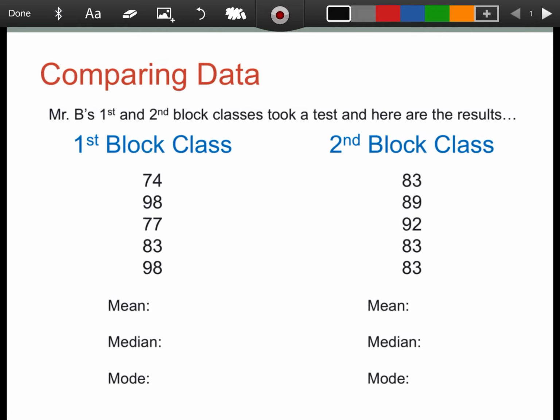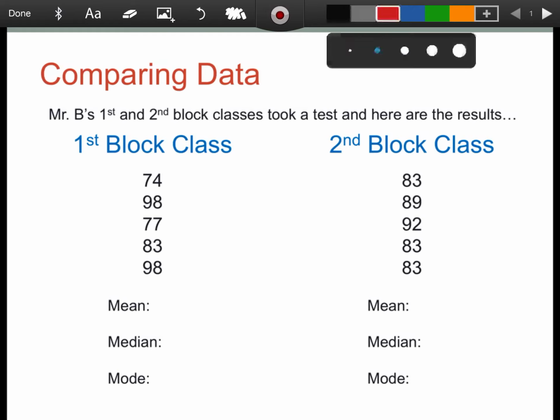So what we normally would do, and what you've done before, is figure out the mean, median, and mode. But before we do that, if you just look at the data sets, and you were me as the teacher, which class do you think did better on the test? You probably have an idea at this point, so let's go ahead and figure it out and see what you think based on the mean, median, and mode.